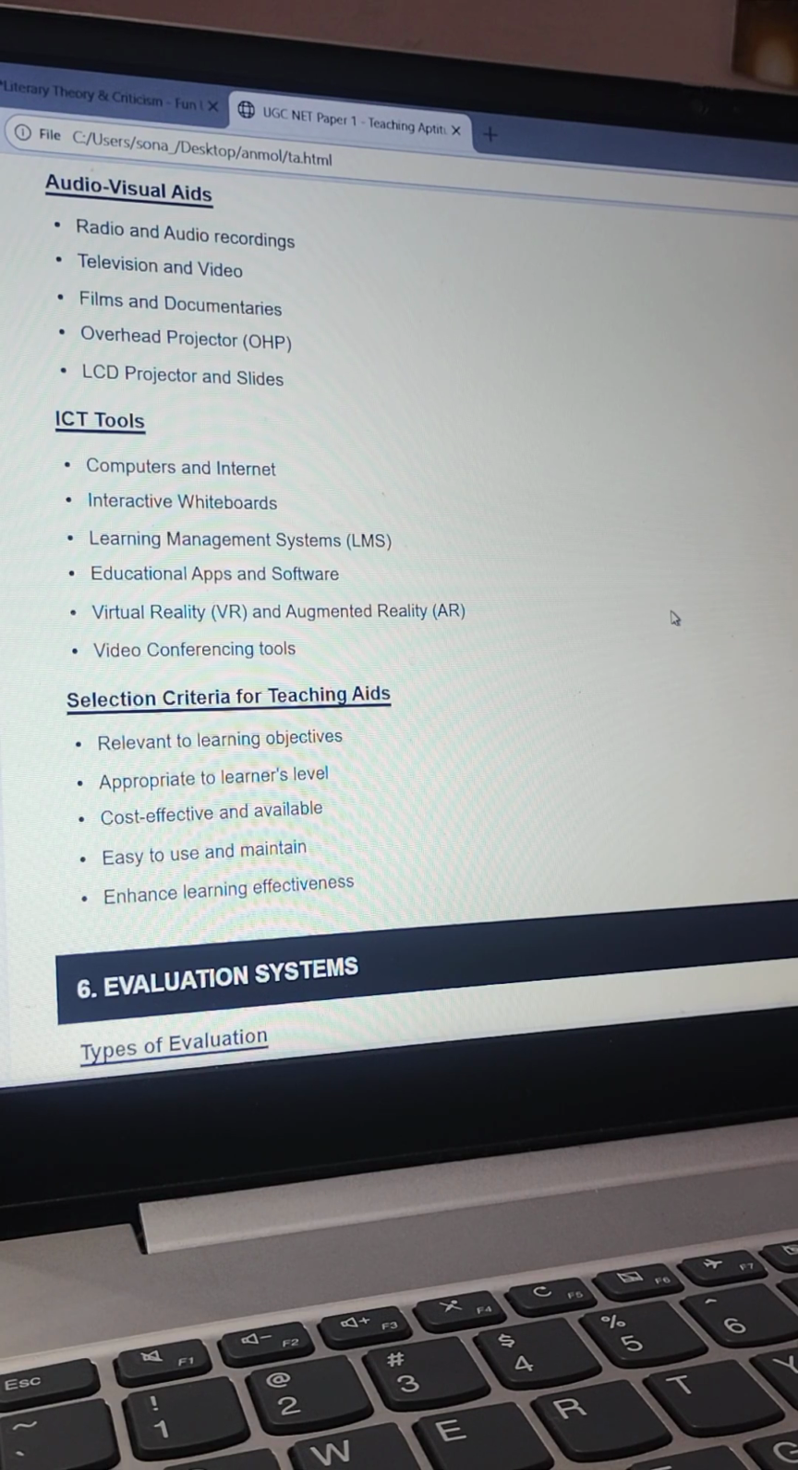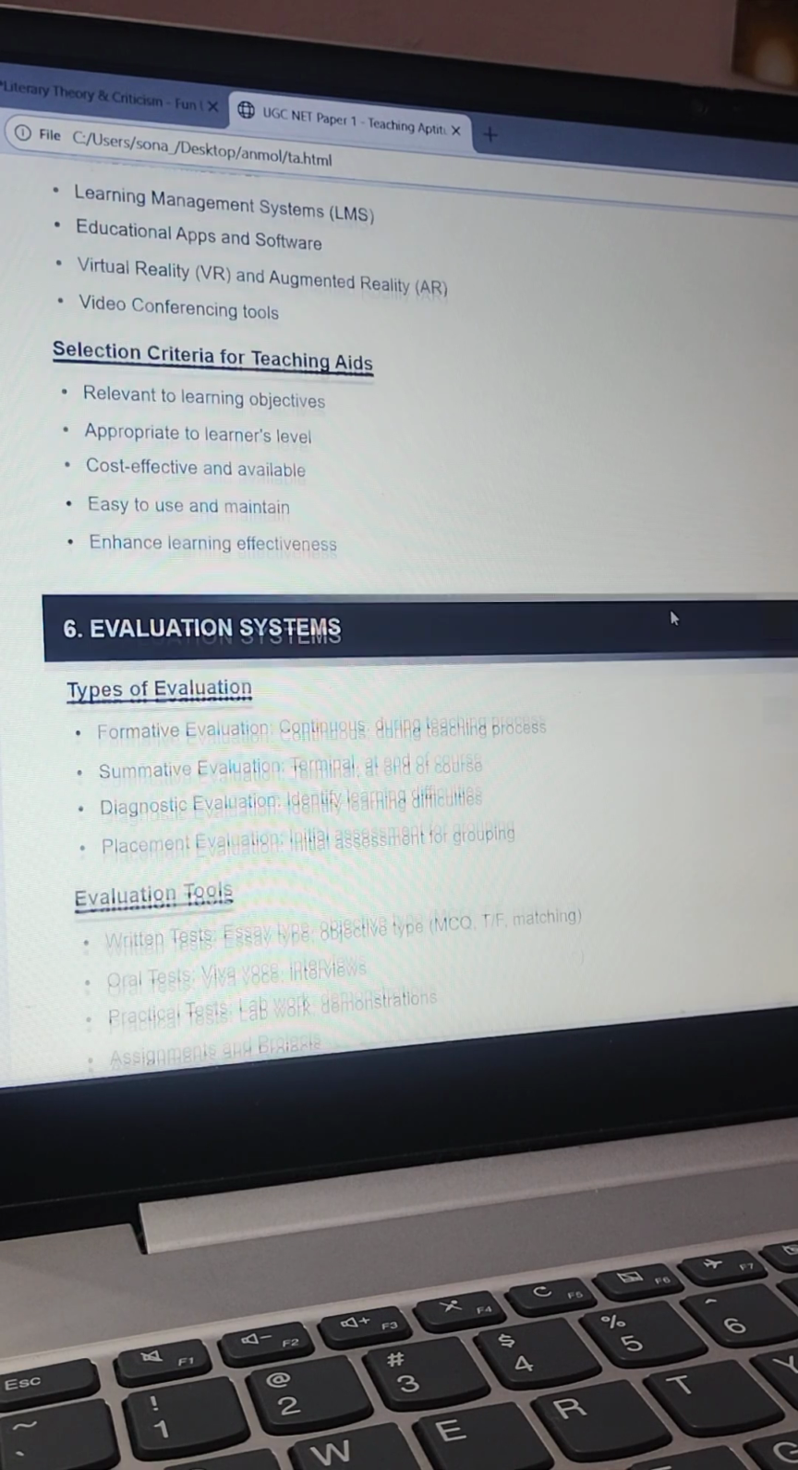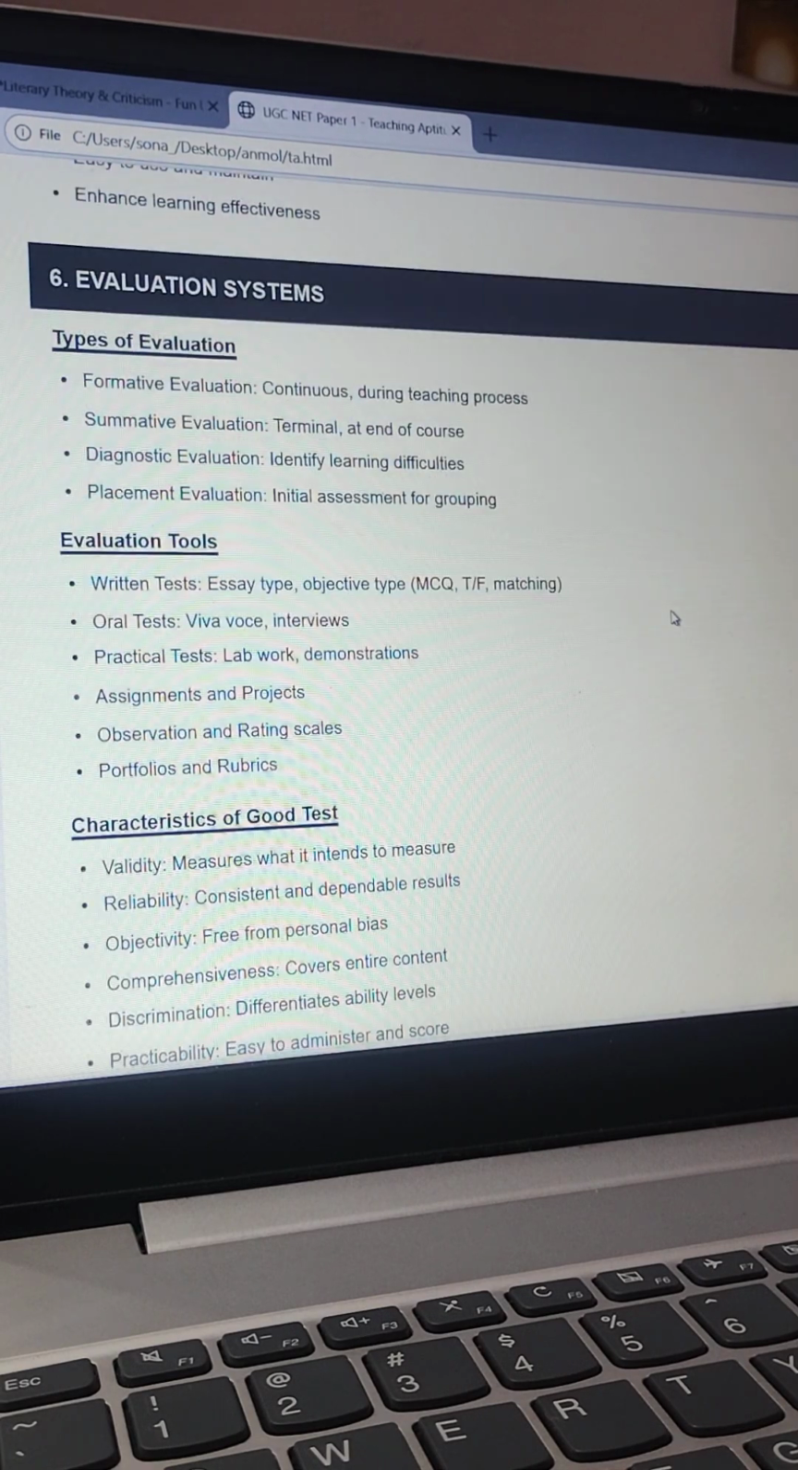Now we have the next topic, which is selection criteria for teaching aids. Talking about the selection criteria for teaching aids, we have relevant to learning objective, appropriate to learner's level, cost effective and available, easy to use and maintain, that enhance learning effectiveness.